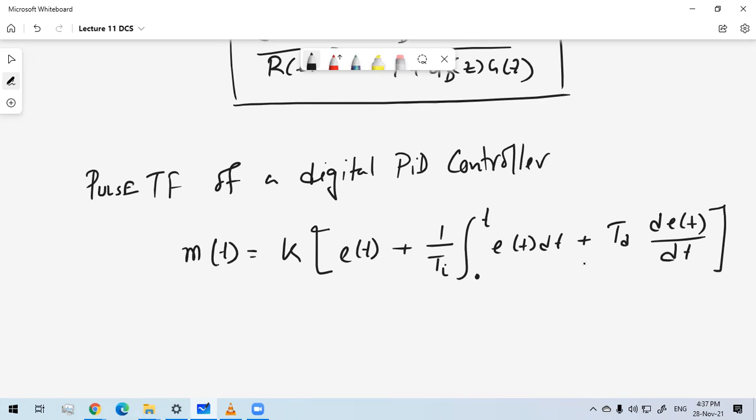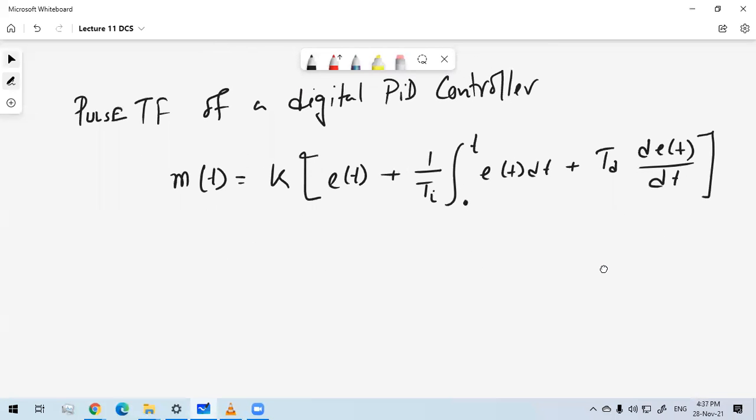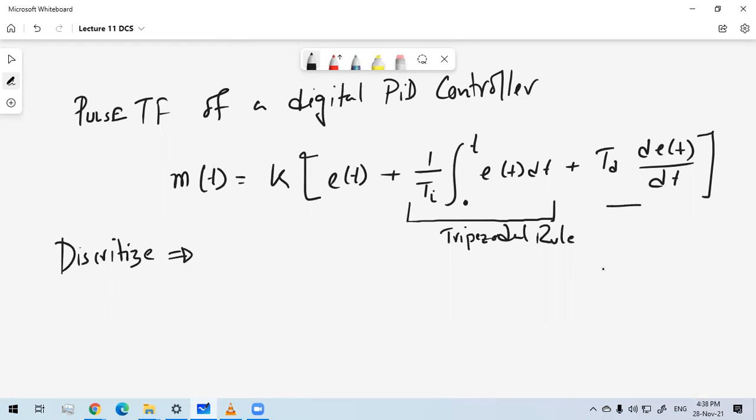Now, how can we convert this one into a digital controller? So this is what we are interested in. Okay, so let's first of all discretize this equation. For discretizing, one assumption that we are going to take is the trapezoidal rule for the area under the curve, or the integral part. So the trapezoidal rule is going to apply here. And for the derivative, just the difference between two samples, and the time is very small, so it should be working as a derivative controller.